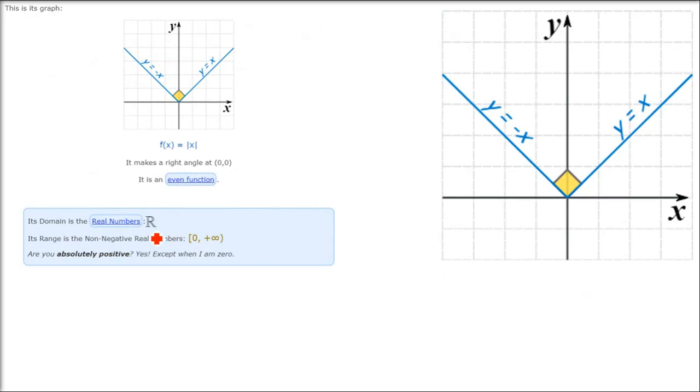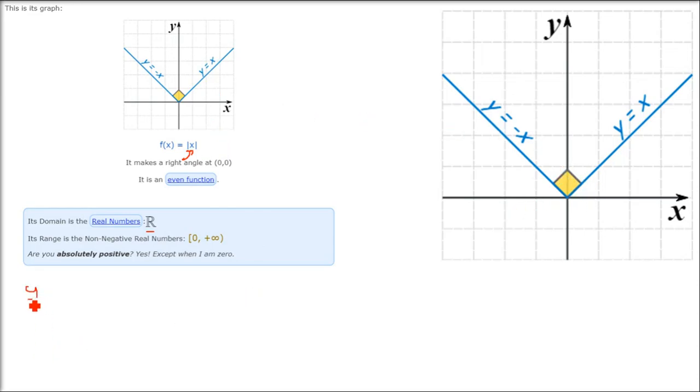So let me tell you again. The domain is all real numbers for the absolute function or modulus function, and the range is from 0 to infinity. 0 is included here because mod 0 is 0. So how do we graph it?